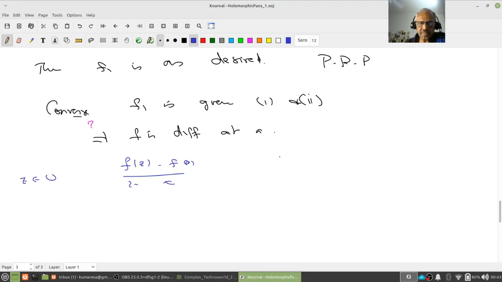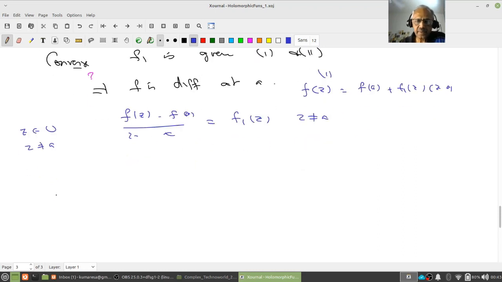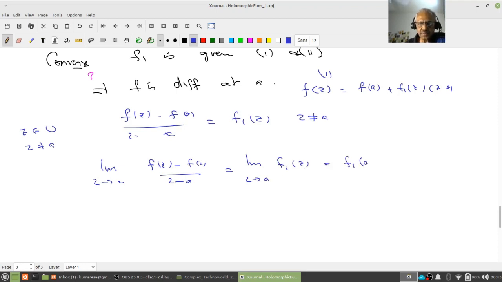But notice that this is, by definition, since f satisfies 1, therefore f(z) is f(a) plus f1(z) times (z - a). Therefore this is nothing other than f1(z) for z not equal to a. Therefore what do I want? I want the limit as z goes to a of (f(z) - f(a))/(z - a). Since this is equal to the limit as z tends to a of f1(z), and since f1 is continuous at a, this is nothing other than f1(a).